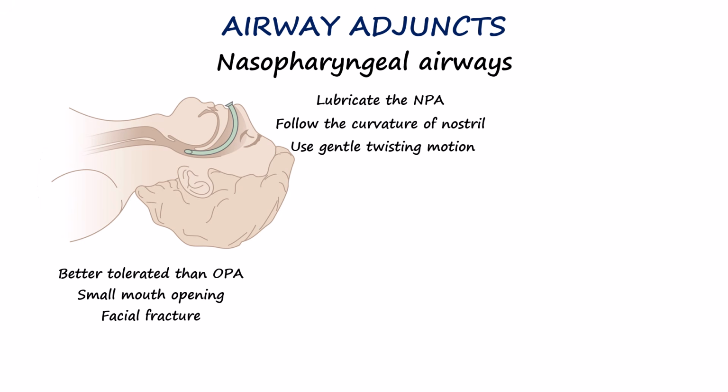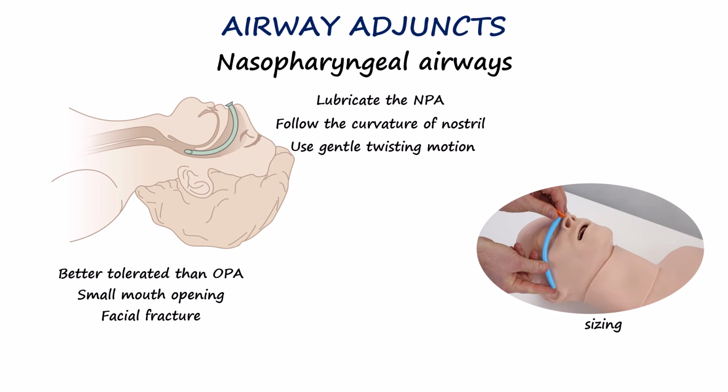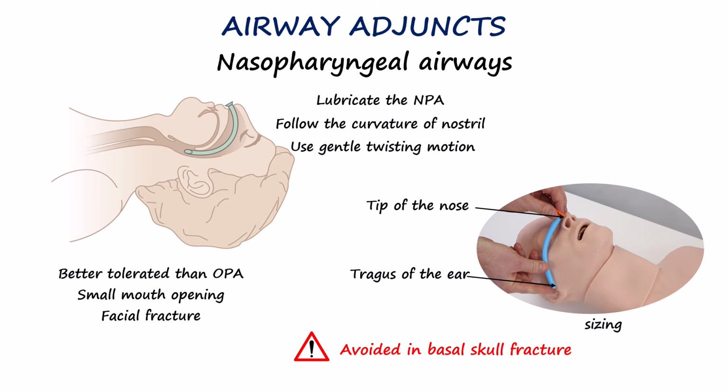The airway is correctly positioned when the flange rests against the nostril and the tip sits in the nasopharynx above the epiglottis without obstructing airflow. The correct size is chosen by measuring from the tip of the nose to the tragus of the ear. However, nasopharyngeal airways should be avoided in cases of suspected basilar skull fracture because of the risk of intracranial placement.